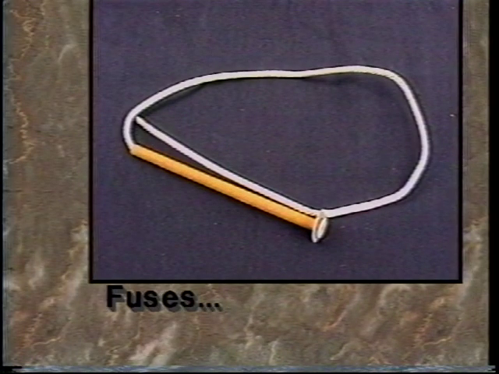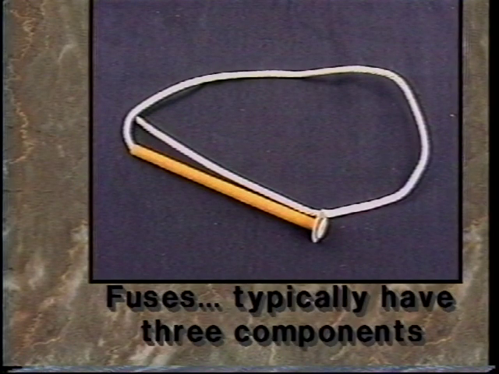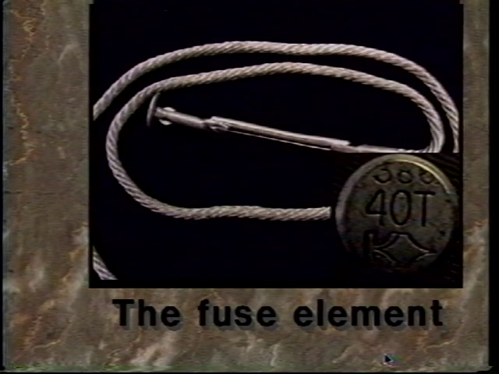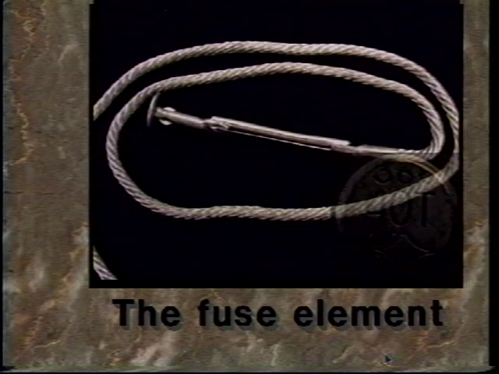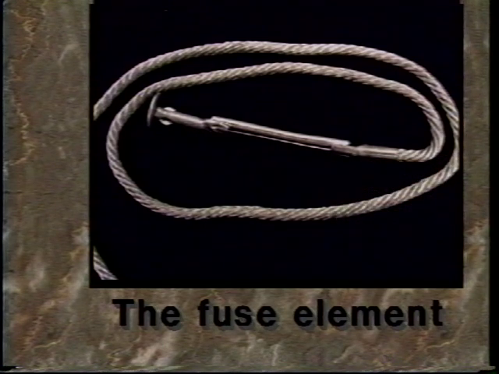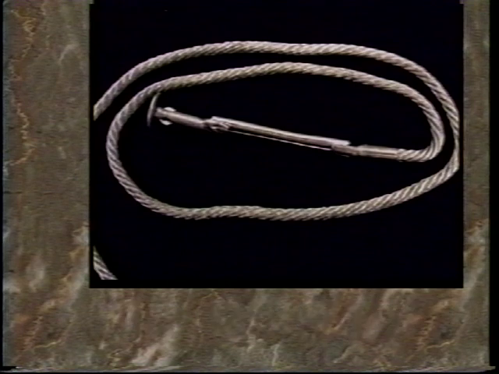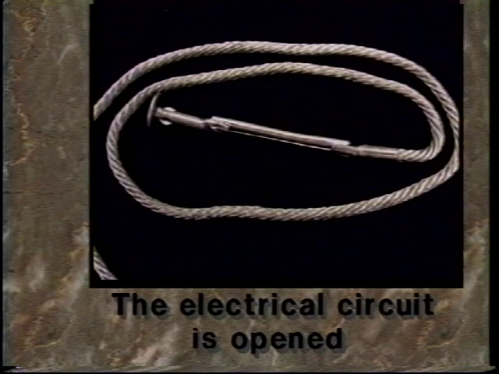Fuses used in the electric distribution system typically have three components. They are the fuse head, which has information about the capacity and type of fuse stamped on it. The fuse element, which is connected to the fuse head. It is constructed from a lead alloy that will melt at a predetermined temperature. When this happens, the electrical circuit is opened.